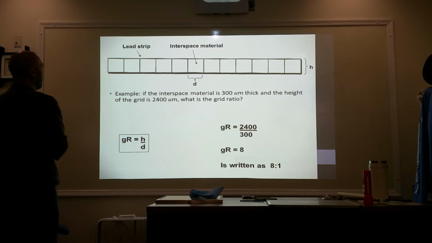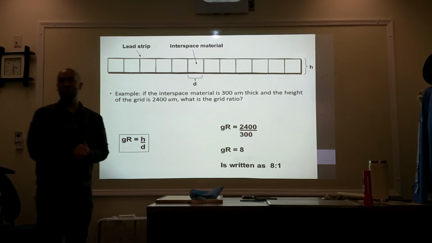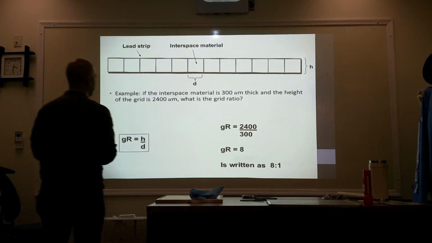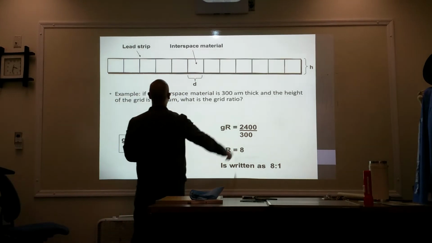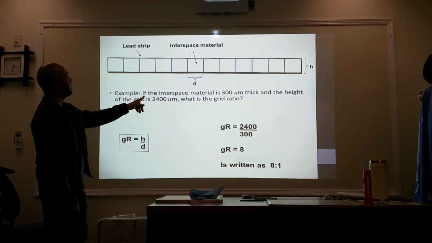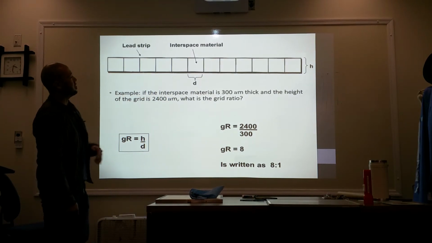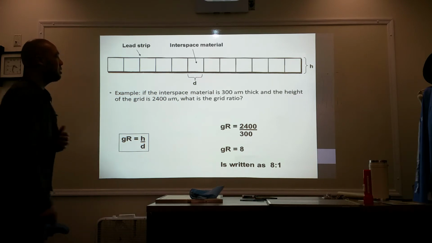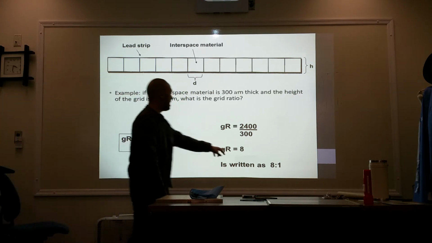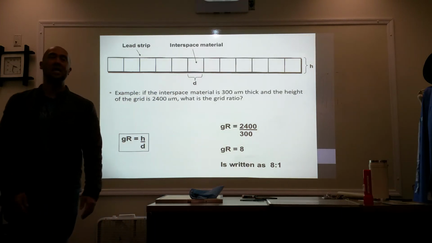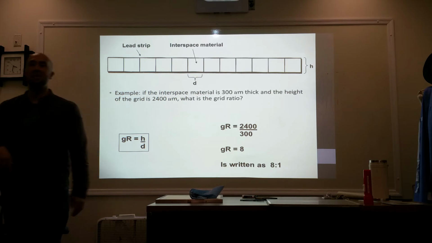So here's an example of how we find grid ratio. It is the height over the distance between them. So the height is 24 micrometers, and the distance between them with the interspace material is 300 micrometers. Simple division. Our grid ratio is going to be 8, written as a ratio 8 to 1. Well, what does this number mean?